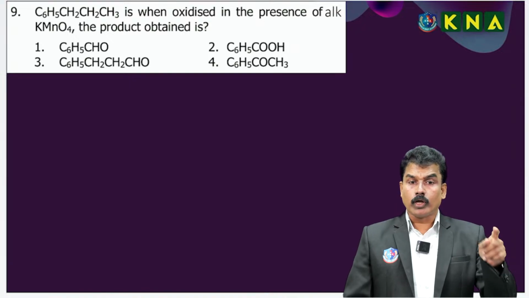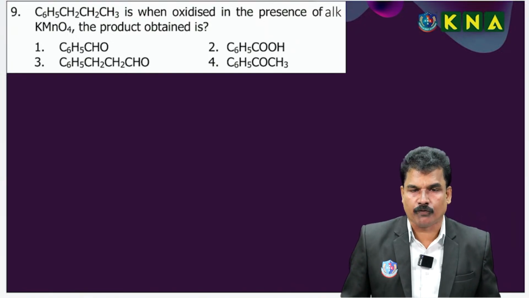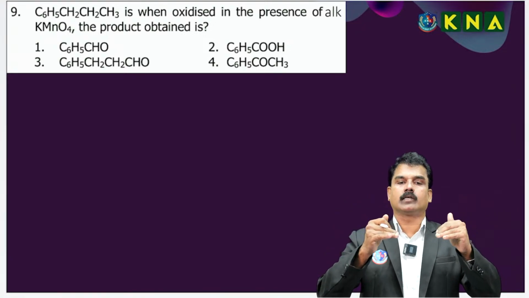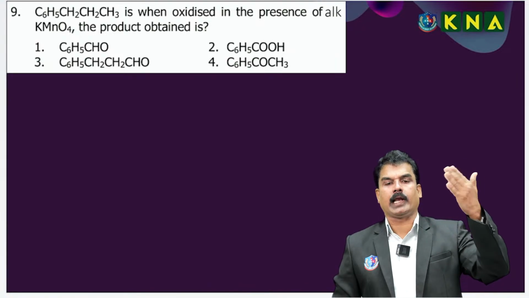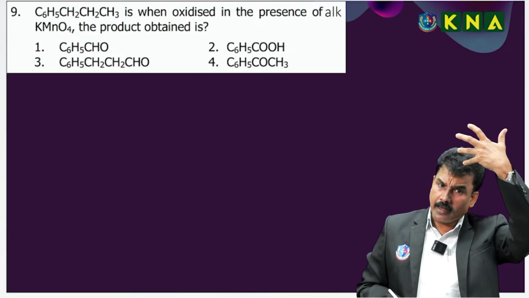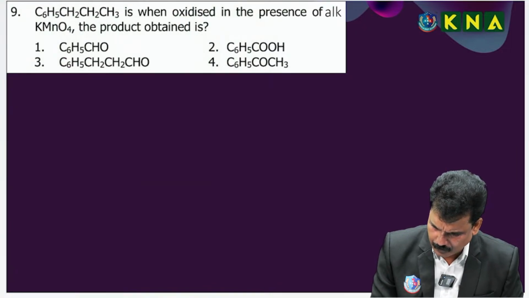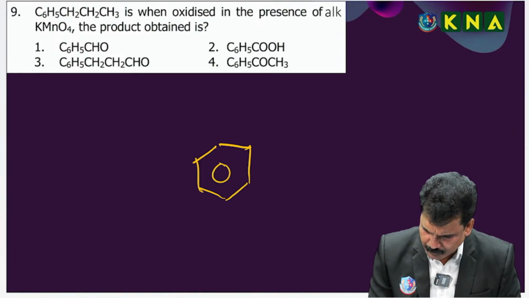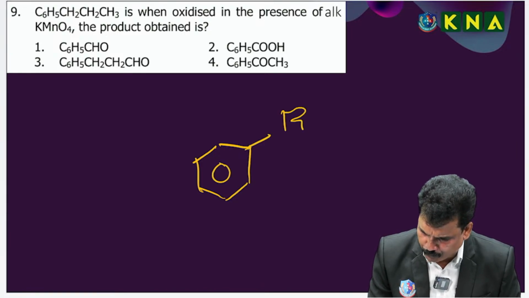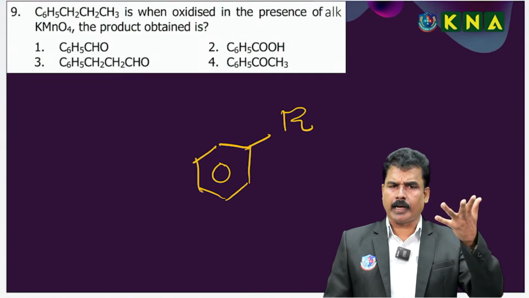There, look at the molecule given. First one is a benzene ring, C6H5, connected to an alkyl group. Any alkyl group we can connect: methyl, ethyl, propyl, isopropyl, butyl, isopentyl. Any one we can connect to the benzene ring. I am generally writing any alkyl group. Here, which alkyl group have they given? Propyl group. Ethyl, propyl, anyone.